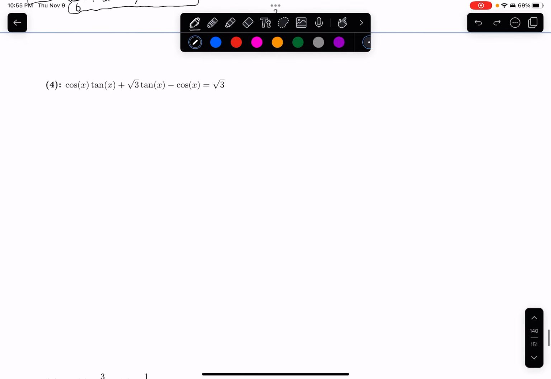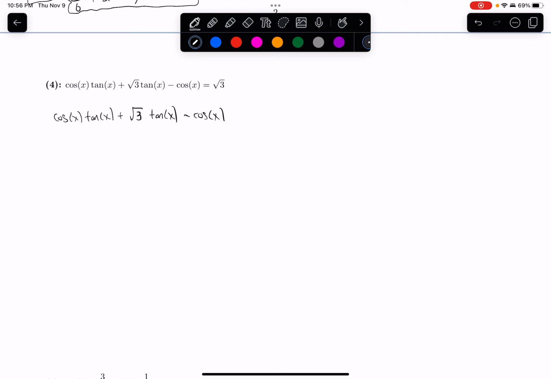Let's flip it to this one on the next page. So I got some cosines. I got a couple of tangents here. Okay, so how can I get this one started? Maybe I'll move this square root 3 term to the other side. Let's get one side equal to 0. So I get cosine x times tangent x plus root 3 tangent x minus cosine x.